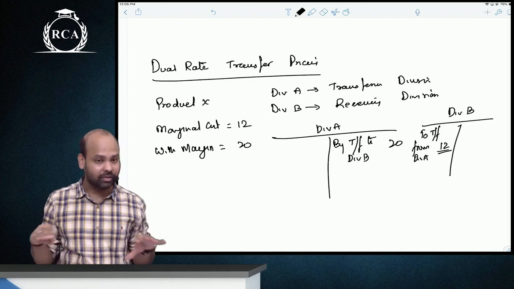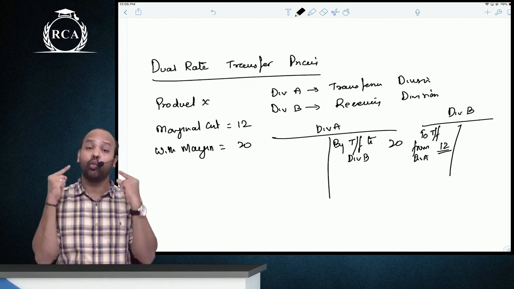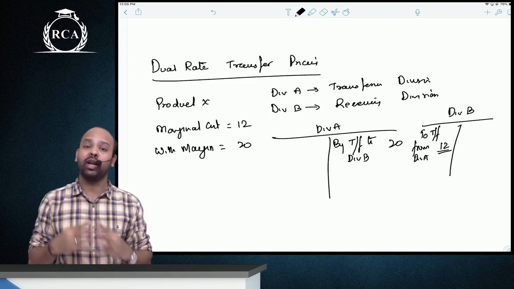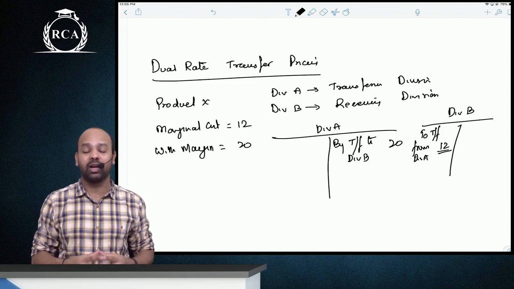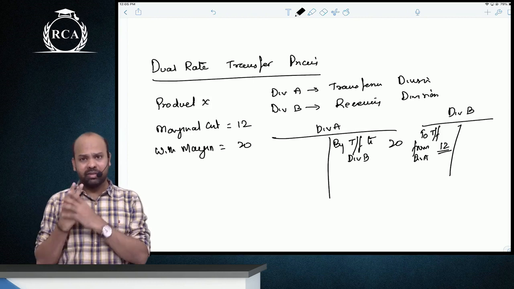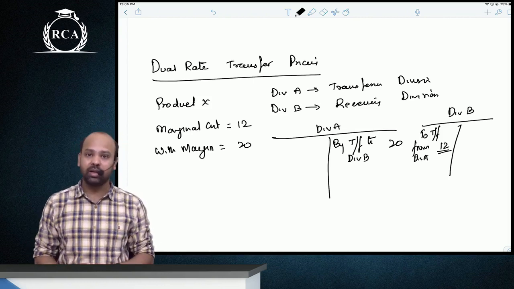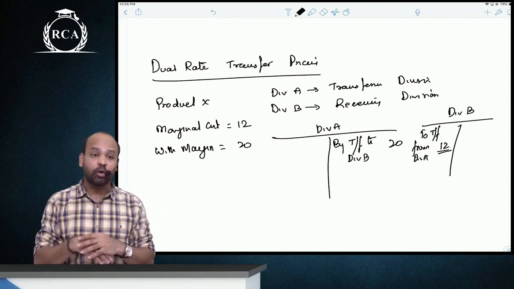They've never tested this in the examination, but I believe they can test this in the examination. That is, I'm telling you when you can use this system of dual rate transfer pricing. I hope you are understanding the implication here. The second disadvantage or drawback of dual rate transfer pricing is that it's too complicated to arrive at the overall profitability of the company.